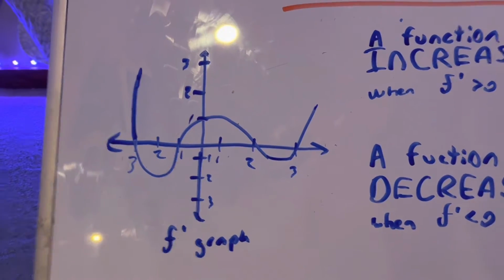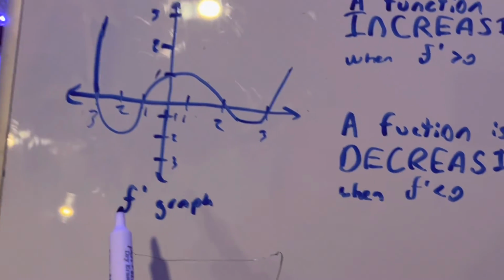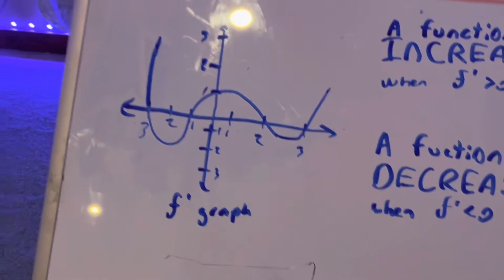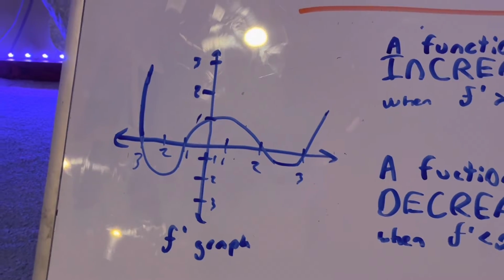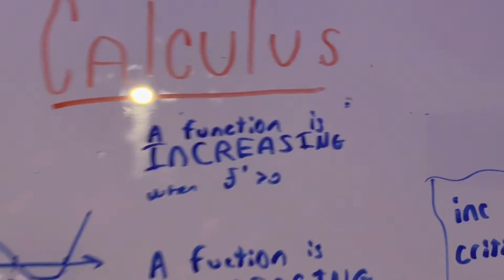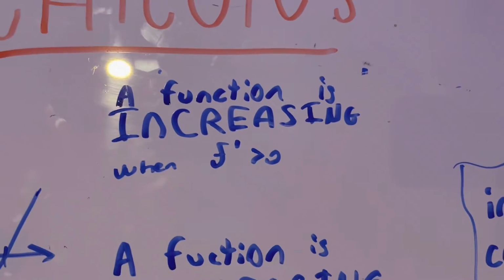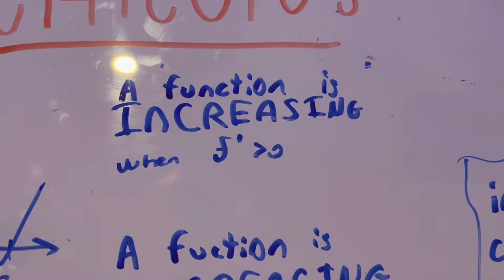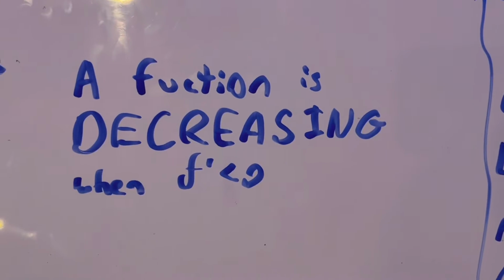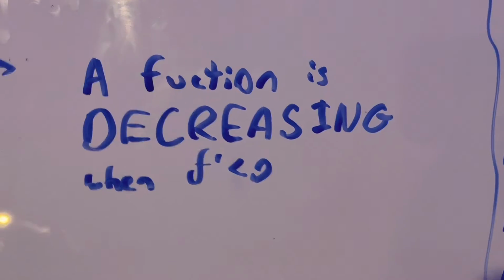Okay, so it's important to know that most of these problems will be seen on an f prime graph, which is the first derivative of a function. A function is increasing when f prime is greater than 0, and a function is decreasing when f prime is less than 0.